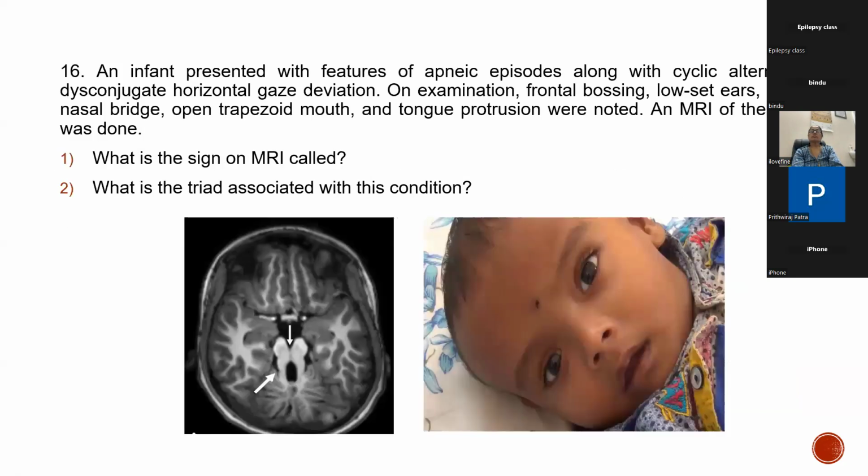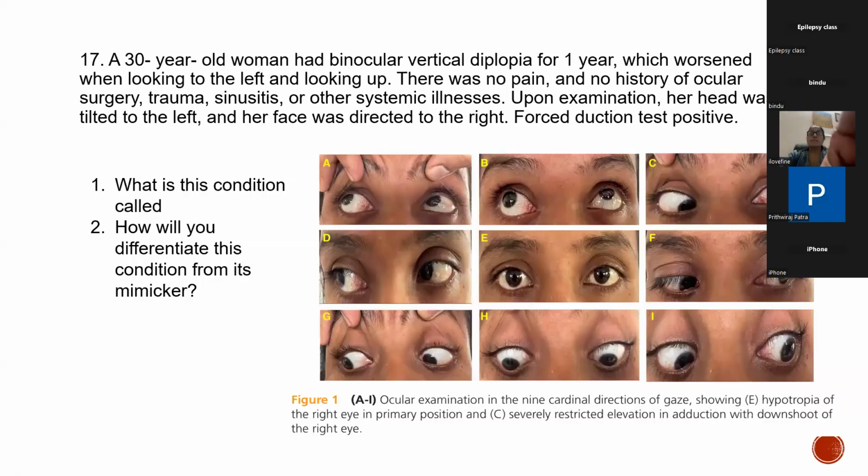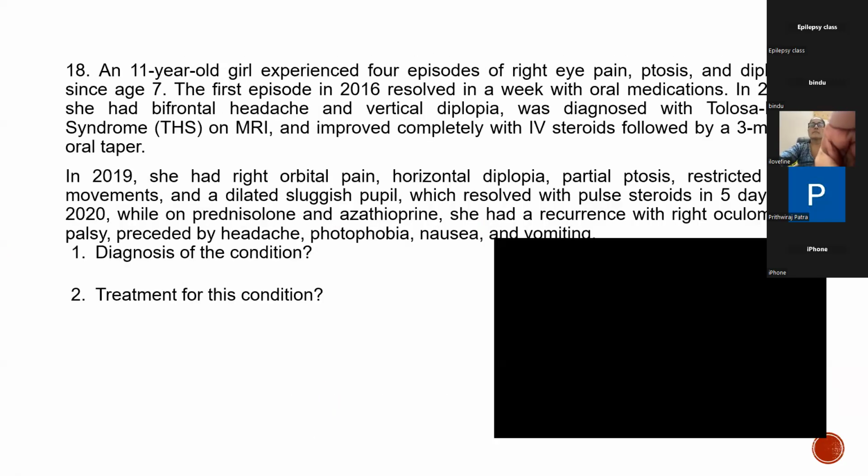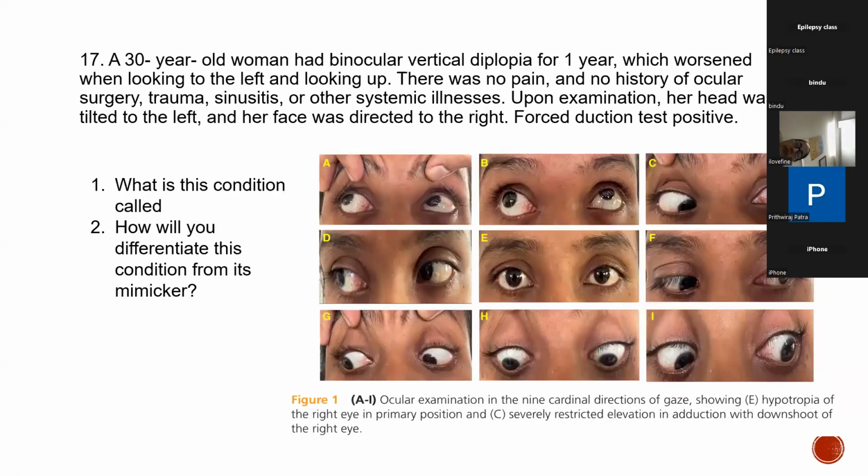Question number 16. What is the sign in the MRI called, and what is the triad associated with this condition? What is the MRI sign? The MRI sign is the molar tooth sign.